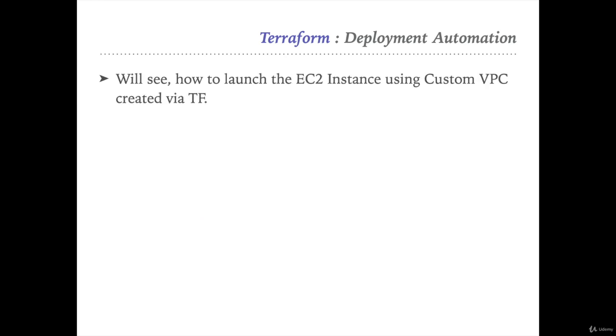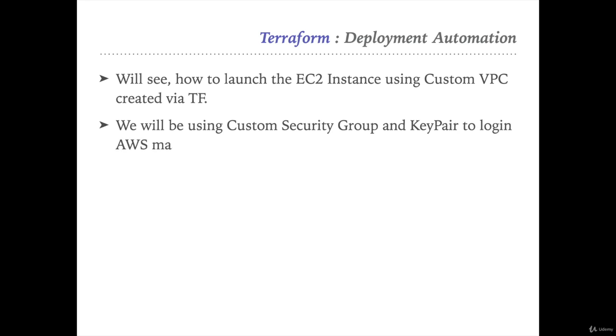We are going to discuss how we can launch the EC2 instance using the custom VPC which we created in the last lecture with the help of Terraform. We will be using a custom security group and a key pair to log in to the AWS machine. Whenever we create EC2 instances, we need to define the security group, and that security group will have the reference of the VPC. So first we need to create the security group as well. In the earlier lecture, we have not created any security group.